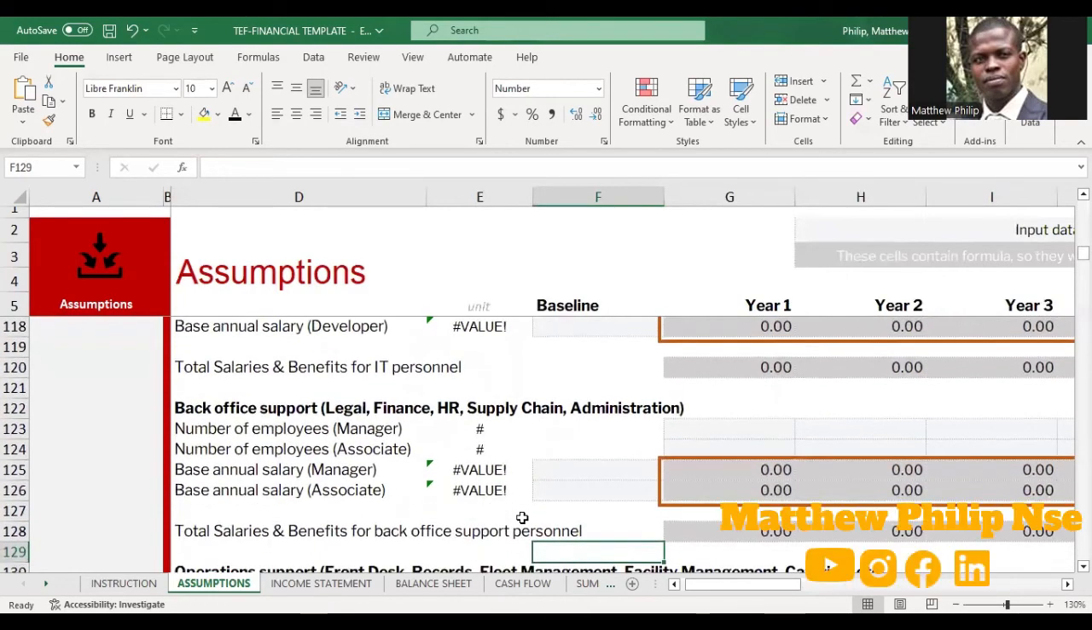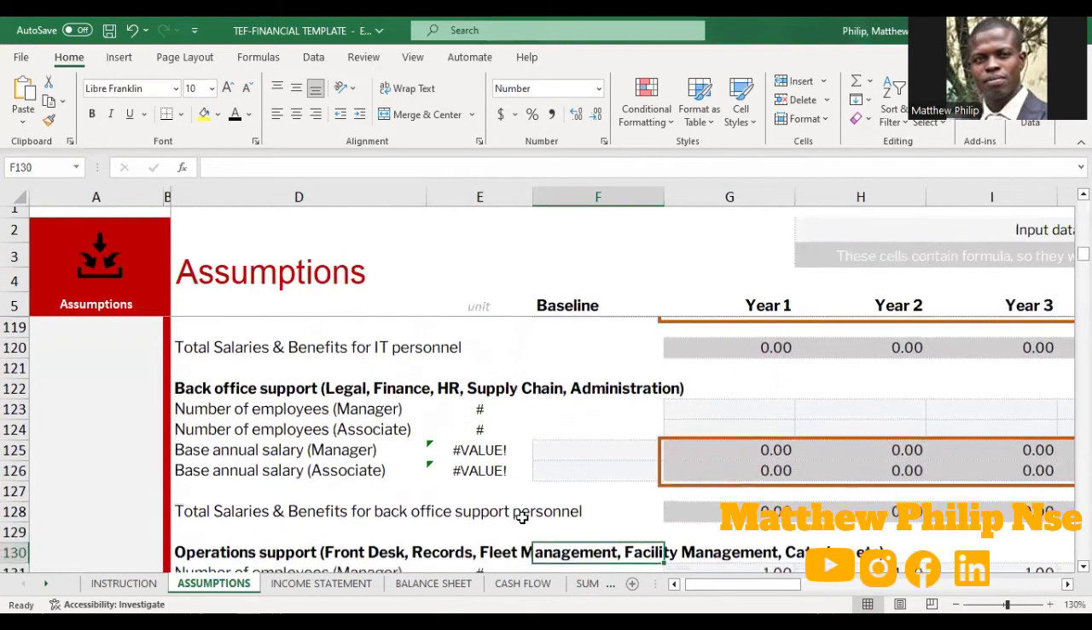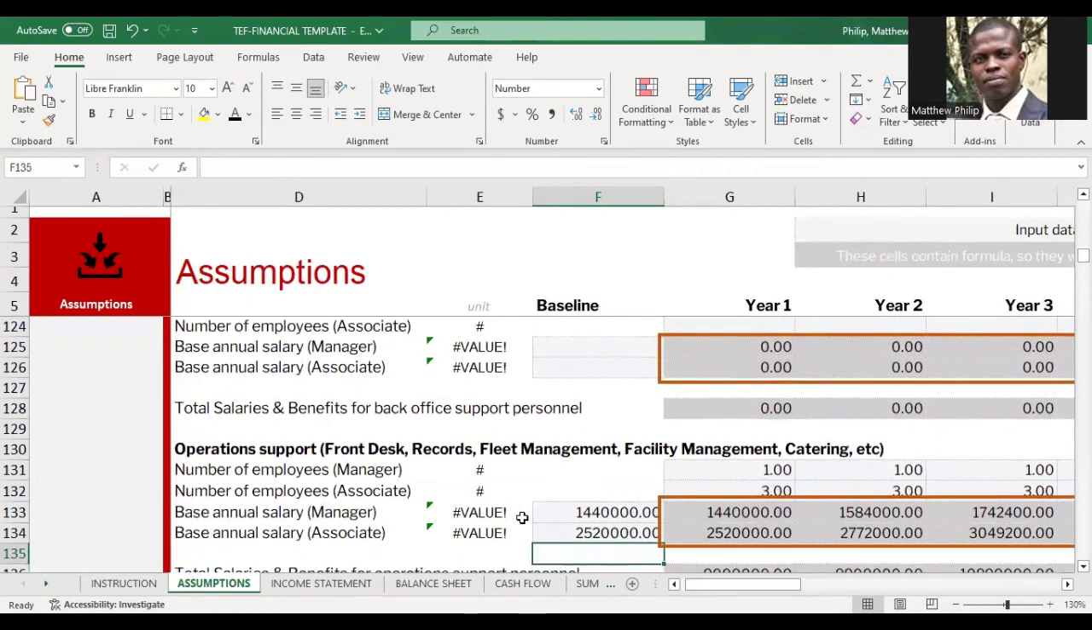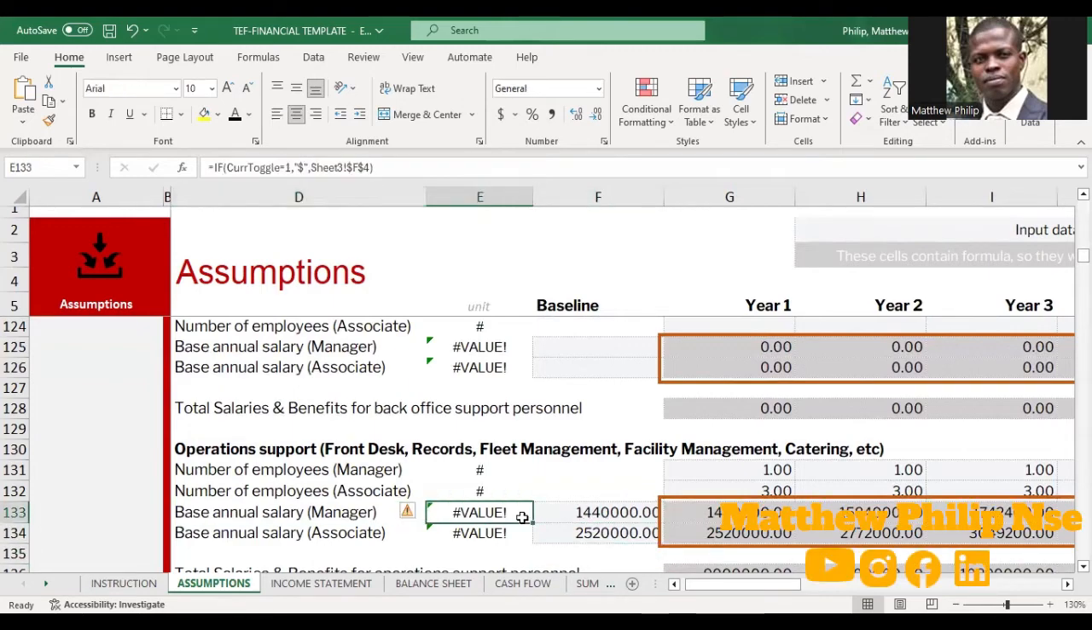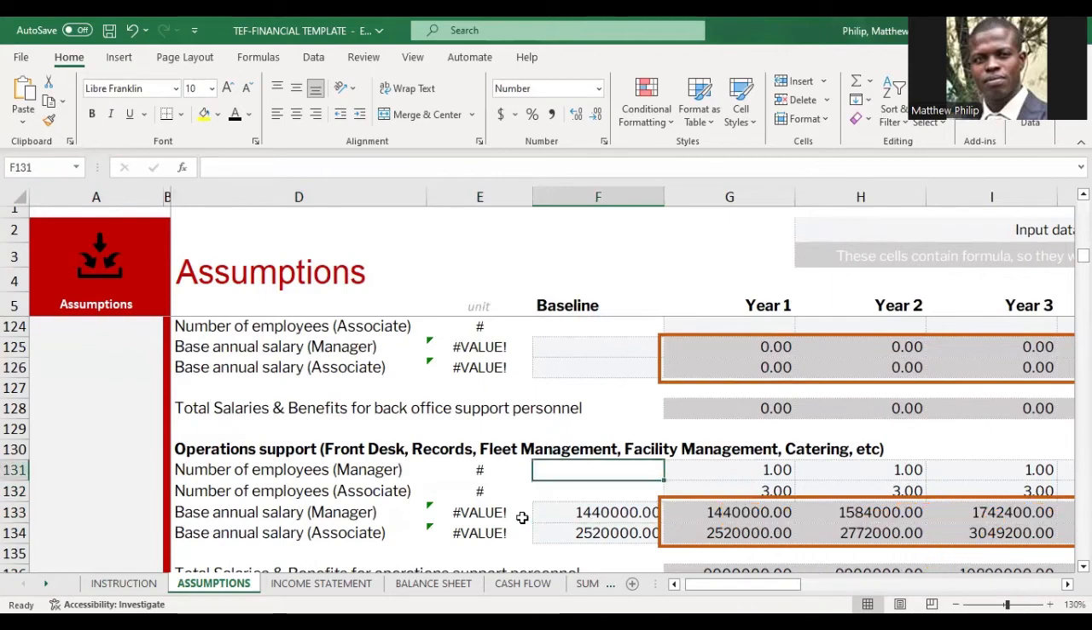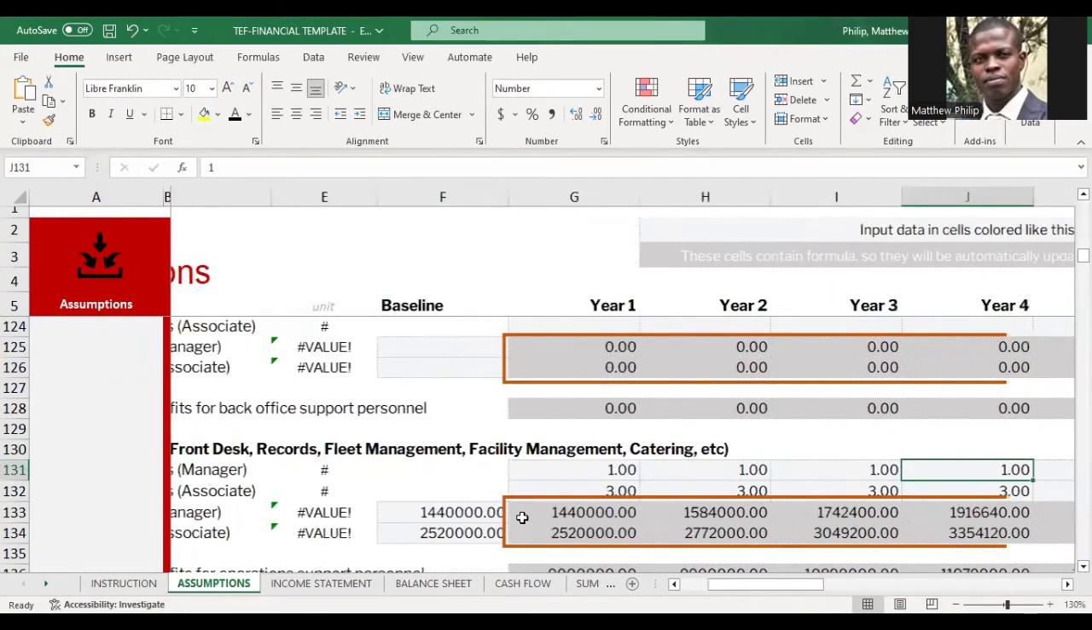No backup support, no back office support staff. Who is okay? Operations support. So this entrepreneur is saying that he or she is going to employ one operation manager, and that's why you have one here.